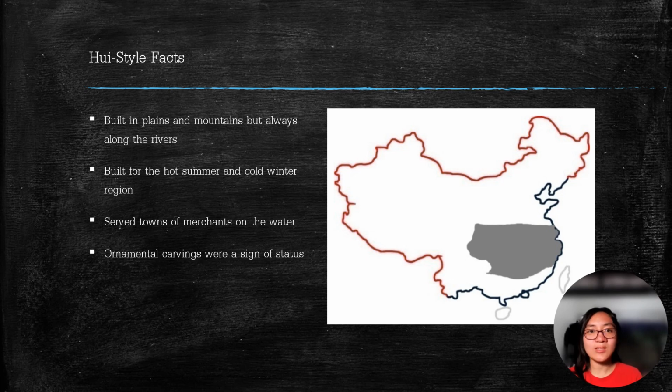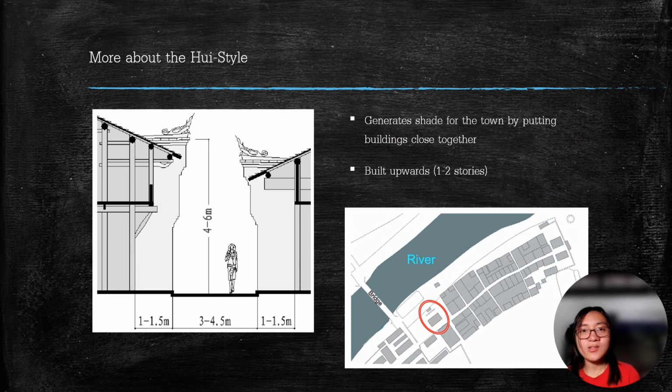These served the merchants in these towns, and the amount of detail of the carvings on the mansions were indicators of the inhabitants' wealth and status. These structures stand close together, sharing heat in the winter and shade in the summer. These buildings not only shade each other, but any people who are walking in the alleys. These houses are built upwards to be 2 stories at some points.